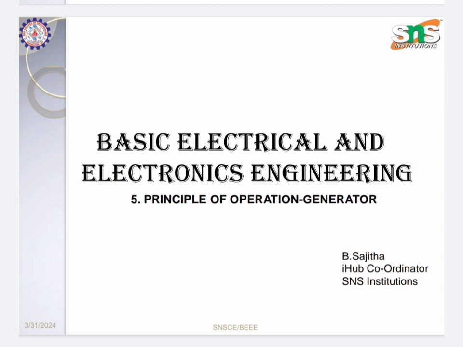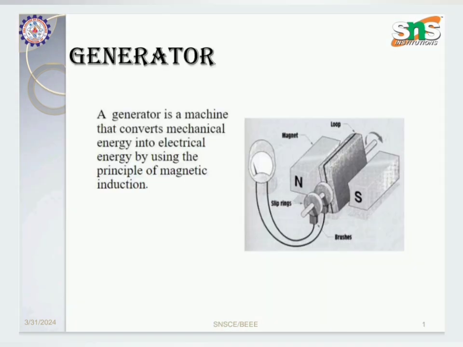Now let us look into the principle of operation of generators. Generally, a generator is a machine which is used to convert mechanical energy into electrical energy by using the principle of magnetic induction. And coming to the principle of operation.